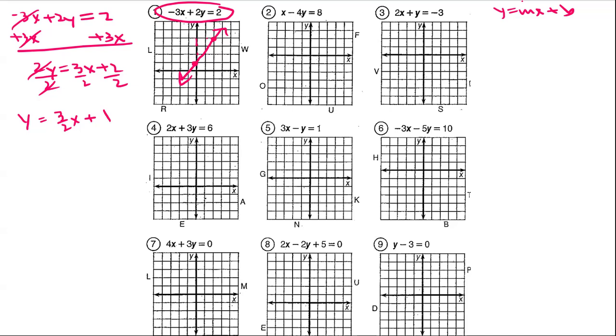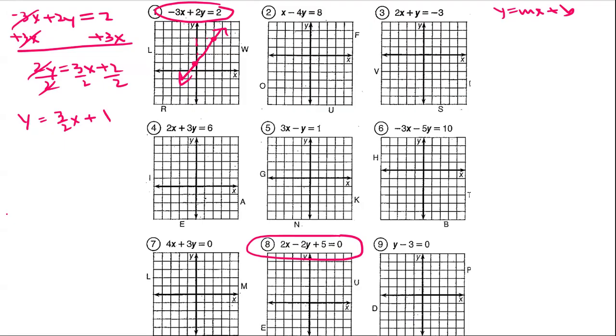Okay. So why don't you guys try one? Why don't you try this one here, number 8? See what you get there. Okay. So, oops. All right, so again, hopefully you got this. So we're going to start with 2x minus 2y plus 5 equals 0, correct? So then we want to write this in y equals mx plus b. So we're going to subtract 2x on both sides.